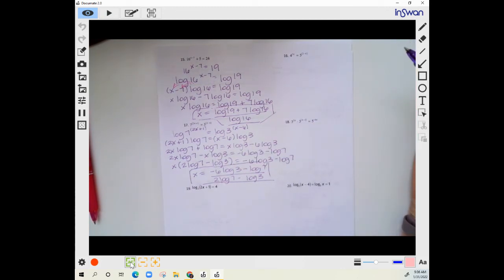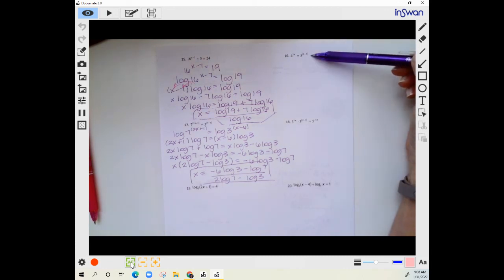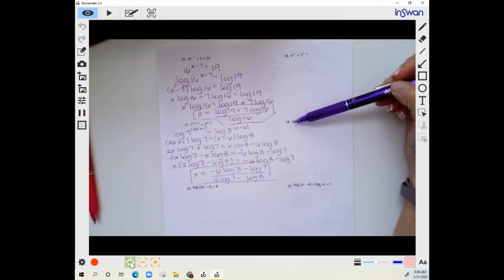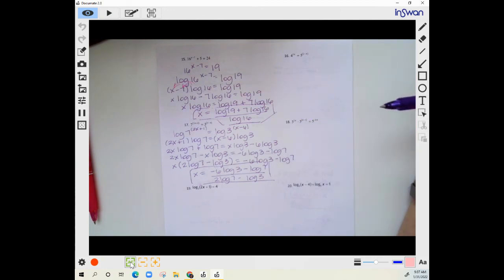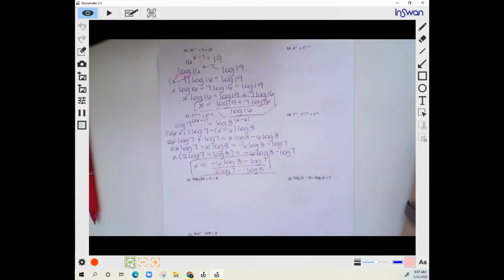Okay, let's see. So this is going to be the same. This one, you need to use your exponent rules to turn this into a single term by adding these exponents before you do a log or natural log on both sides. And then the last couple, now these are log equations.